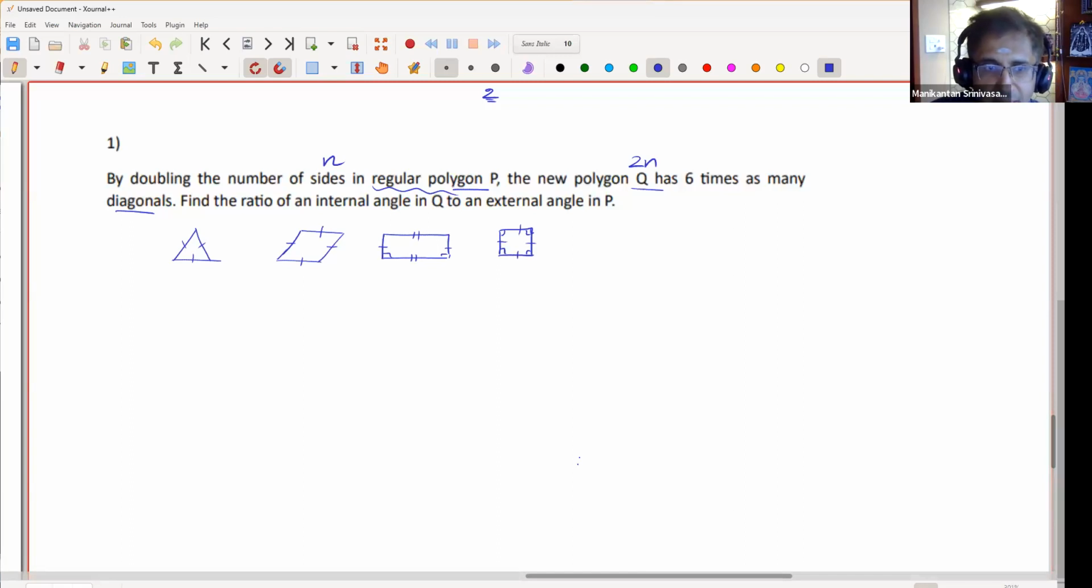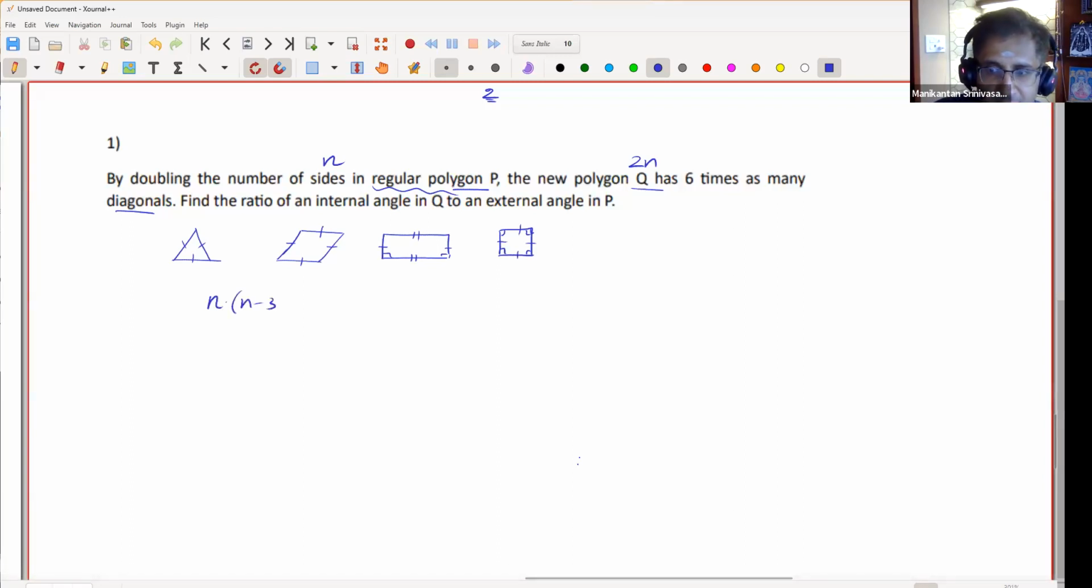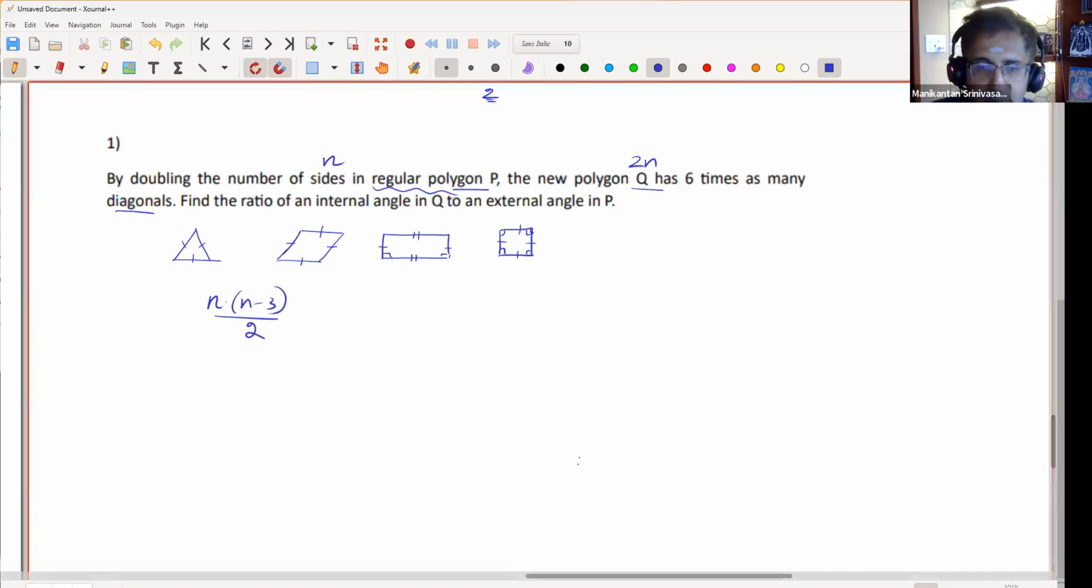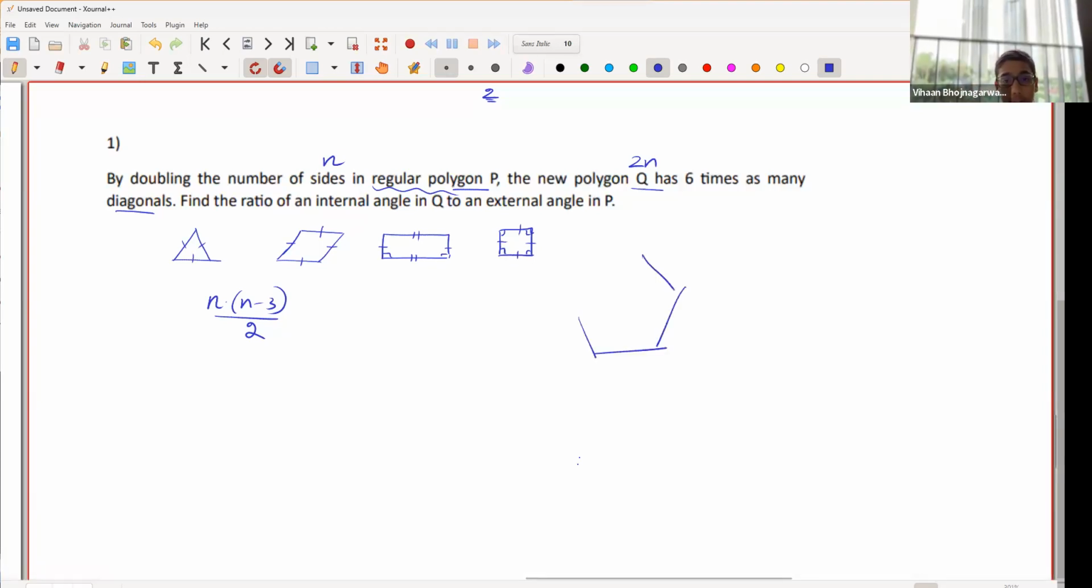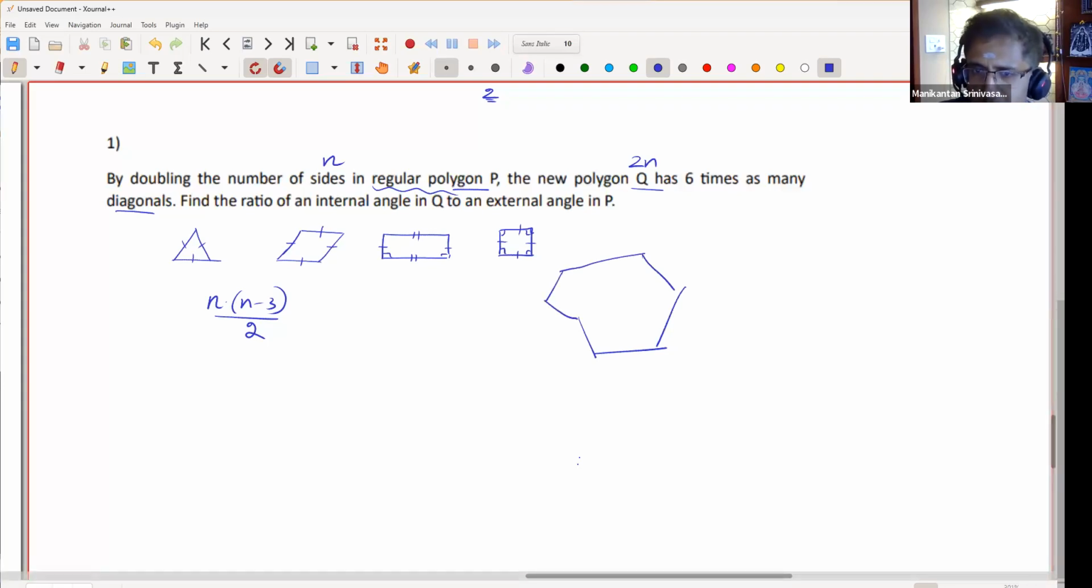Now, we also know the number of diagonals is n into n-3 divided by 2. Okay, Vihan, can you tell me why the number of diagonals is n into n-3 by 2 for an n-sided polygon? Yeah, so basically how it works is that when, hello. Yes, I can hear you, Vihan. Go ahead. Yeah, so basically when you have, let's say you have 4 sides. Yes, 4 sides. Okay, I've drawn more sides. That's fine. Go ahead. Vihan, you're breaking up. Okay, we lost Vihan.